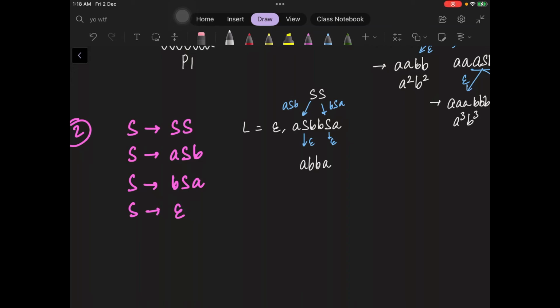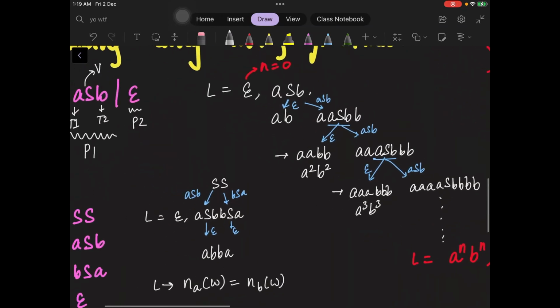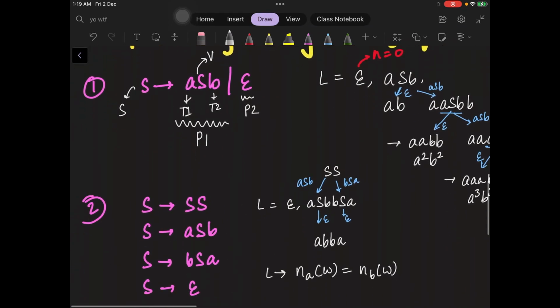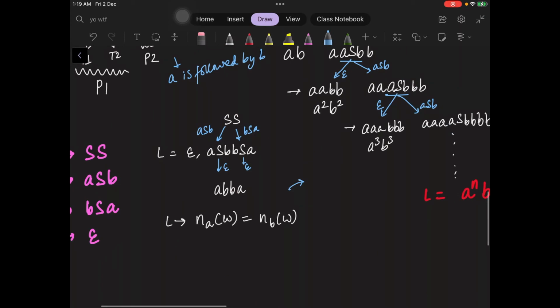This language can also be written somewhat like where the language has an equal number of A's and an equal number of B's. So you might ask, what's the difference between this one and the first one? Although these look a lot similar, they're not, because in the first every A is followed by B, but here the language can be anything.